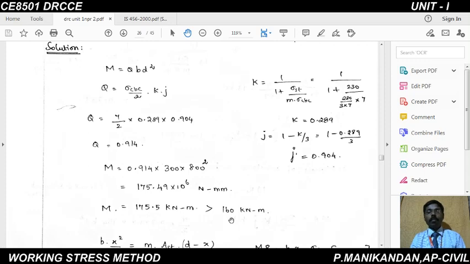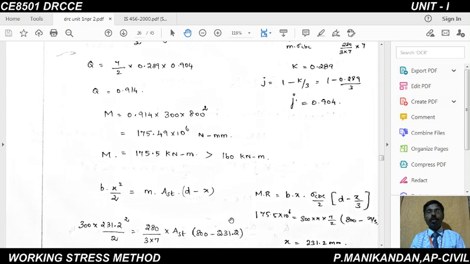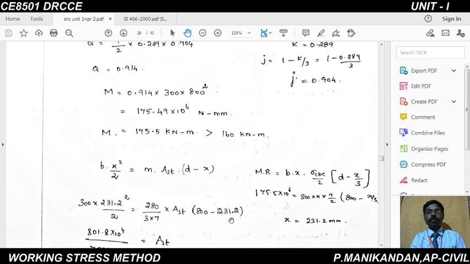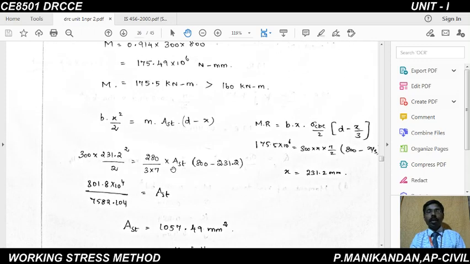Next, the final step is we have to find out the value of steel. So for that, we have to use the formula B x square divided by 2, which is equal to M into AST into D minus X. So for finding out the value of X, we need to find out the neutral axis value X.